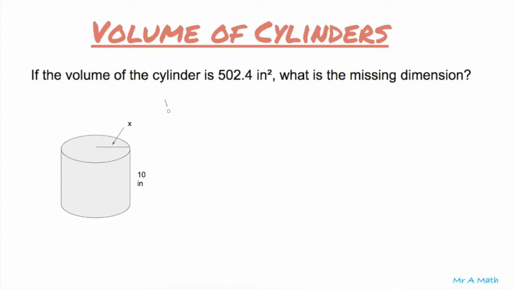So if you remember how to find the volume of a cylinder, you may remember that it's the area of the base times the distance between the bases, or the height.